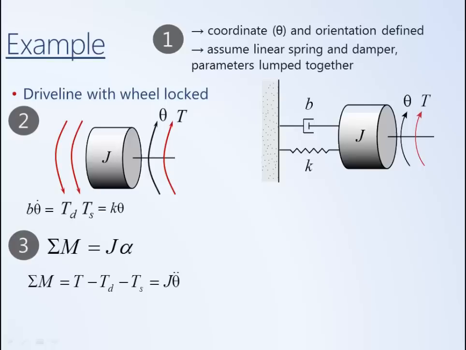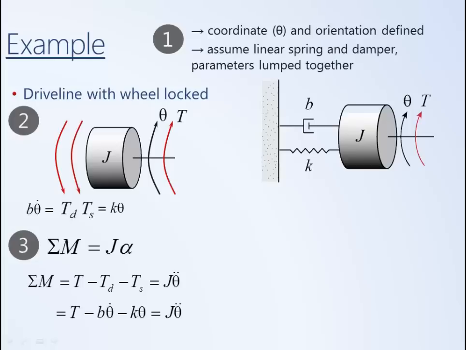And so that is the resulting form of our equation. T minus the damping torque minus the spring torque equals J theta double dot. We can then substitute the expressions for TS and TD that we have in our free body diagram to give us this, which is the governing equation for the drive line.